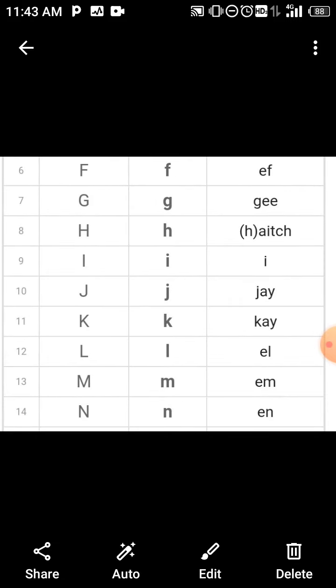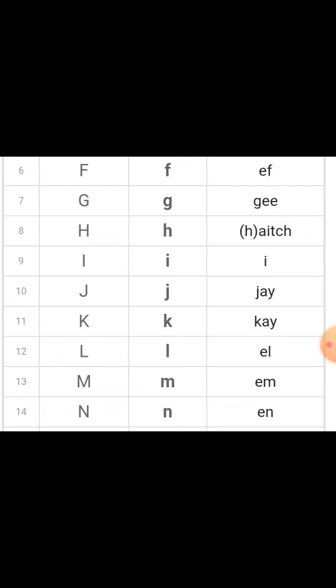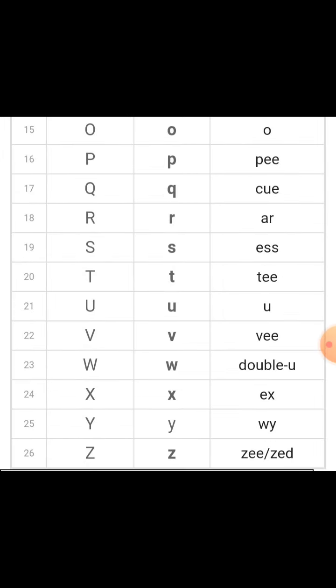F, G, H, I, J, K, L. What is the sound of L? L. M, N, O, P.